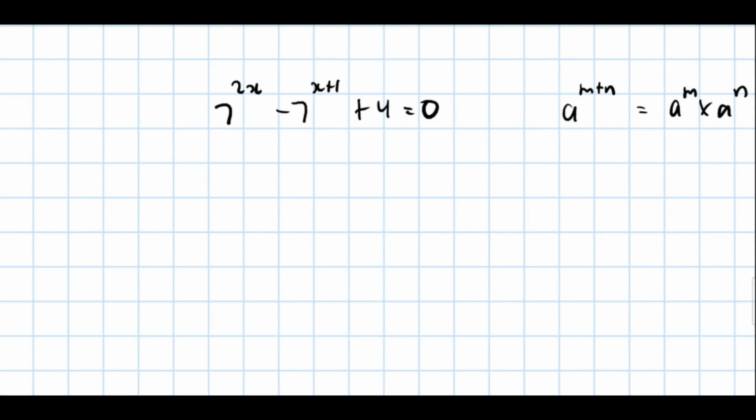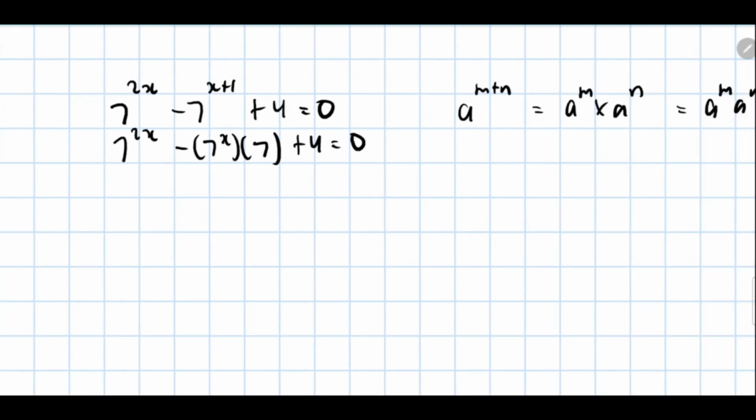Anyway, negative 7 to the power of x plus 1. The negative sign is not included, meaning that you can't just say negative 7^x times negative 7. No, negative is just a separate operation, so let me show you. So 7 to the power of 2x minus 7 to the power of x times 7. Okay, so that's what I'm talking about, right? So don't get too confused on what I'm doing. So plus 4 is equal to 0.